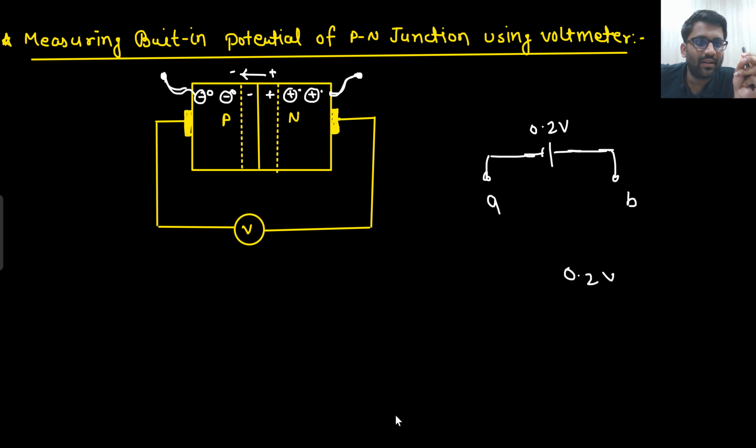Even if it is a built-in parameter, it doesn't mean you cannot measure it. You can measure it with a voltmeter, but when I am using the voltmeter, what is the problem I am facing? So this was my PN junction. I connected a voltmeter. Now you would have seen the voltmeter, or I might be having, I am not having a voltmeter, I am having a multimeter.